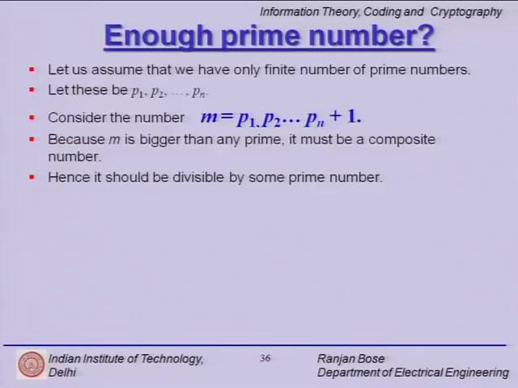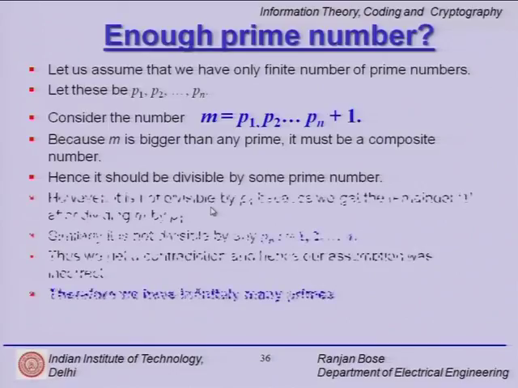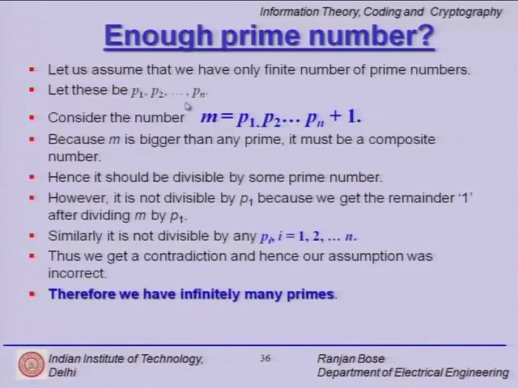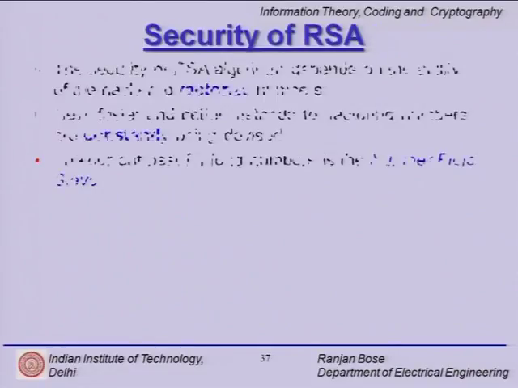But if it is a composite number, it should be divisible by some prime number, because it has to have a factor; it is not a prime number. But if you divide by any one of them, because these are all the known prime numbers we have assumed, you always get the remainder as 1, because it is the product of all these prime numbers plus 1. Which means that it is not a composite number. So, there is a contradiction, and therefore, we have infinitely many prime numbers, and that is a saving grace, because RSA requires us to have an infinite supply of prime numbers.